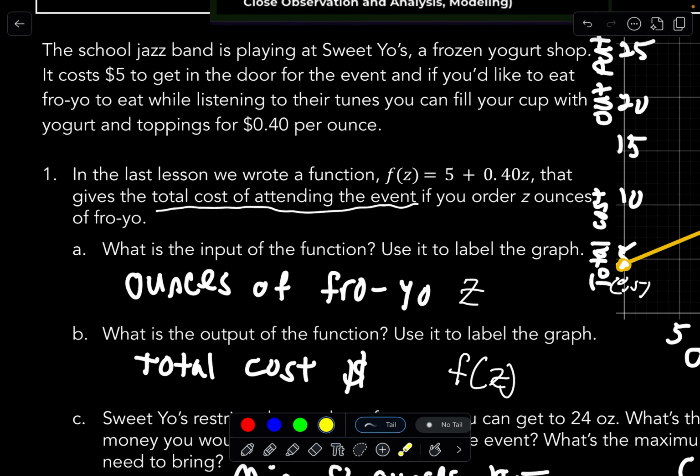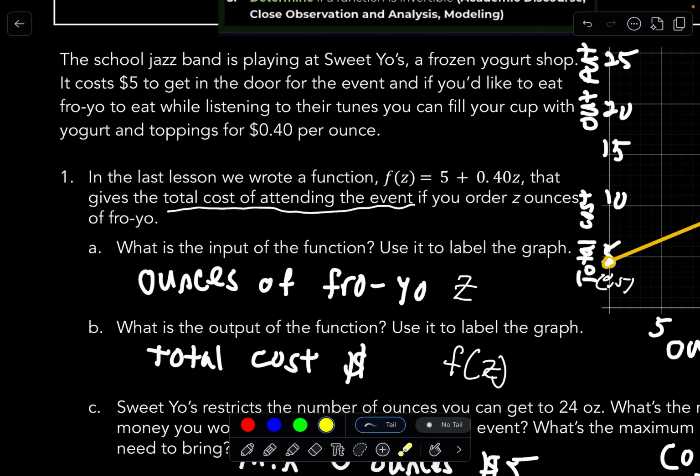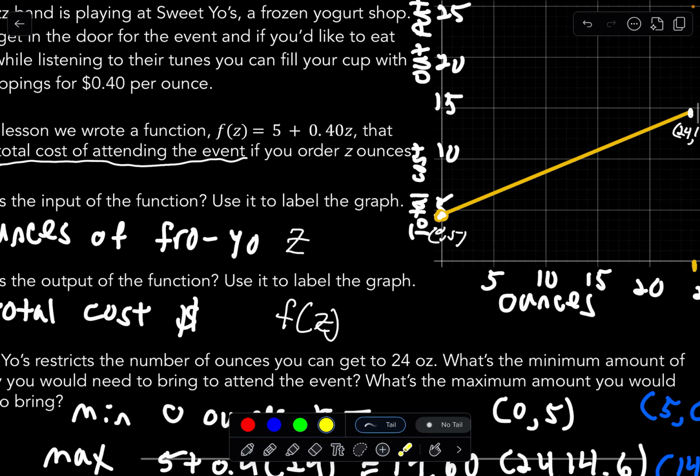So what is the input of the function? Well, this is the input. It's the z. It's inside the parentheses next to the function name, f. So the input is z, which is the ounces of yogurt, so froyo. So what is the input of the function? It's z, and that's the ounces of froyo.